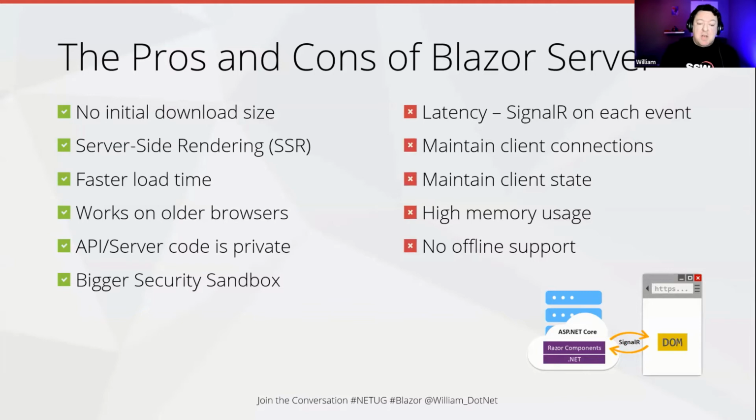We also have to maintain all the client state. The server actually requires more memory because it has to maintain the DOM state for each connected client, so that hurts scalability a fair bit. And there's no offline support. Once that connection's gone, your app can't do anything.